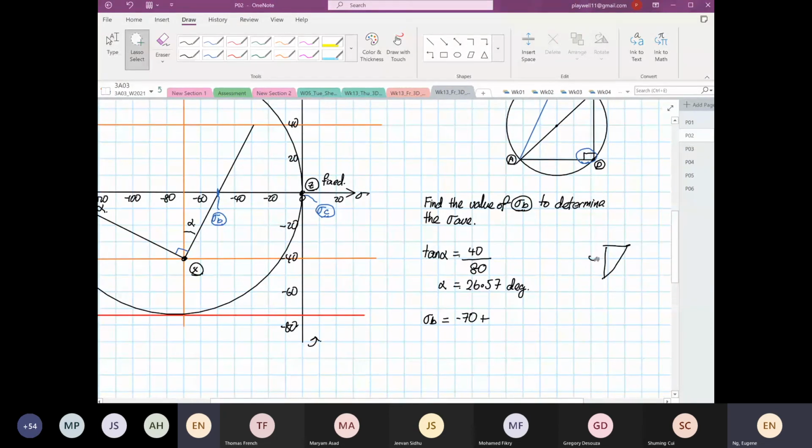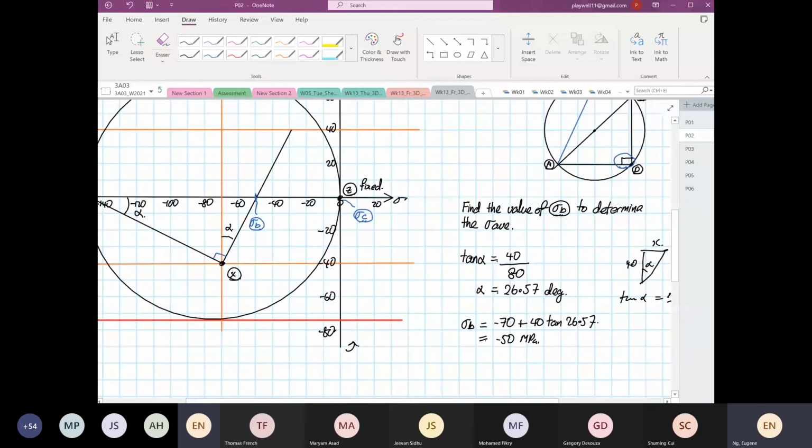So this is 40. This is alpha, and find x. So tangent alpha is equal to x. So sorry, I got it wrong. So it's equal to 40 tangent 26.57, okay, times 40, minus 70 plus, so this is minus 50, okay, which is what is drawn over here also.